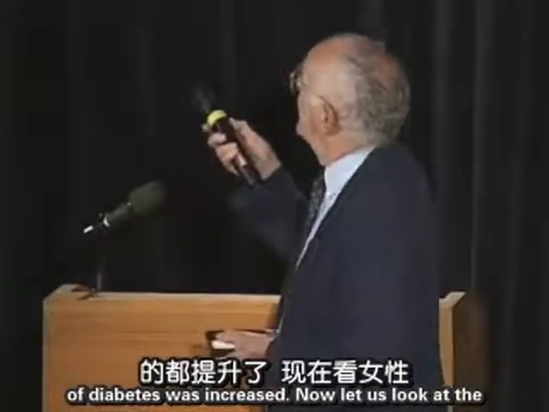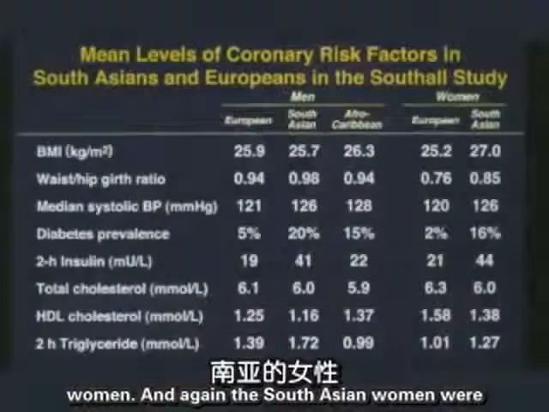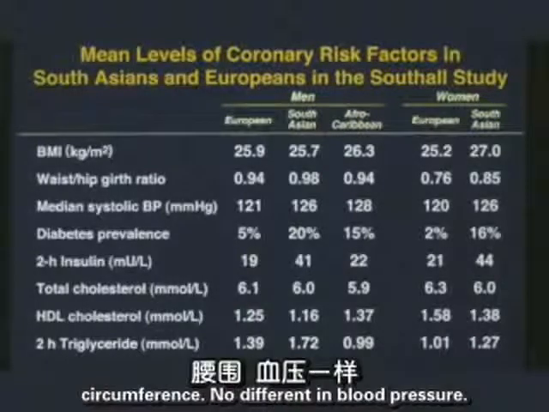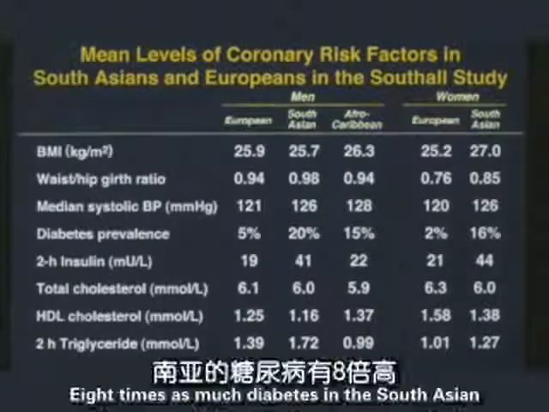Now let's look at the women. Again, in this case, the South Asian women were somewhat heavier, with somewhat greater waist circumference, no difference in blood pressure, and 8 times as much diabetes in the South Asian women.